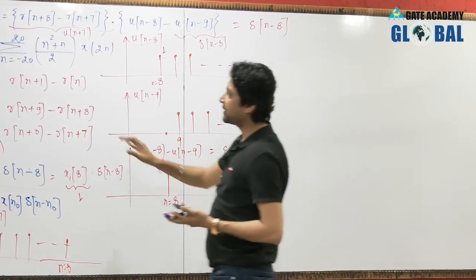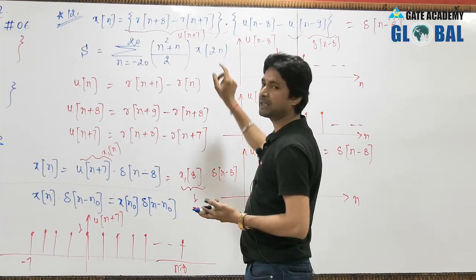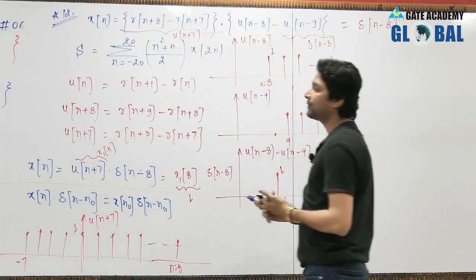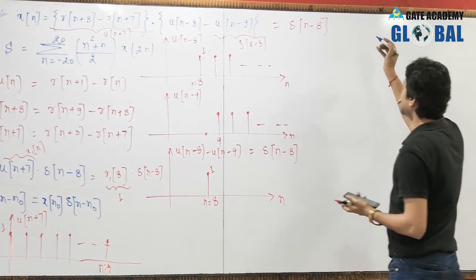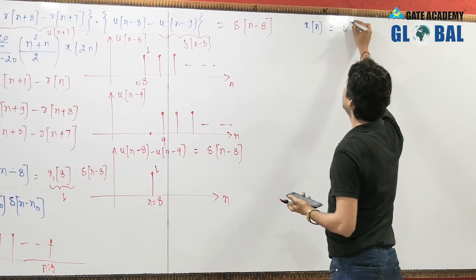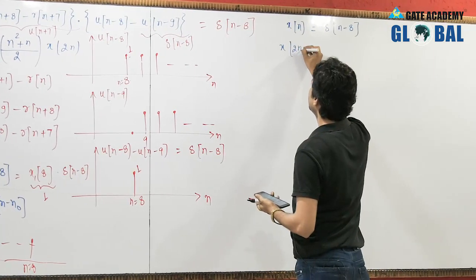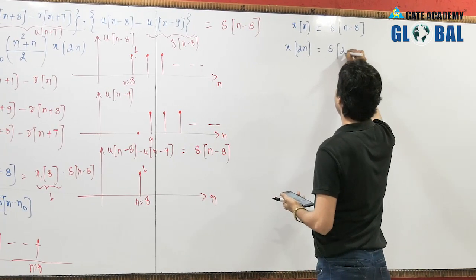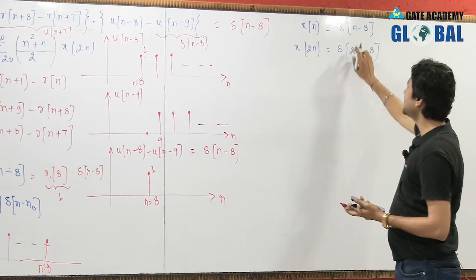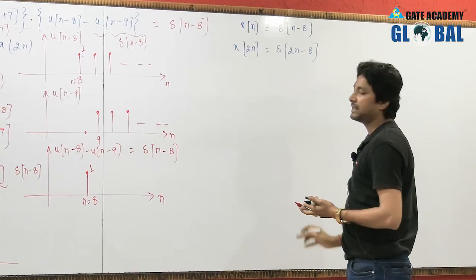In this summation, we are given n square plus n by 2 into x of 2n. At first, we must see what this signal x of 2n represents. If x of n is equal to del of n minus 8, then x of 2n equals del of 2n minus 8. We have just replaced n by 2n on both sides. Therefore, it is del of 2n minus 8.